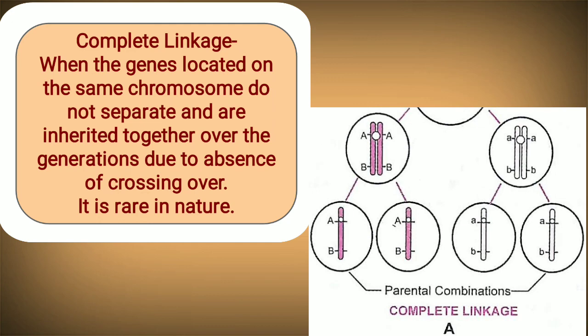When the distance is more between two linked genes, there are chances of weak linkages, and in that case crossing over can take place. Whenever the distance is less, there is no chance of crossing over, and such cases are quite rare. Therefore complete linkage is quite rare in nature.